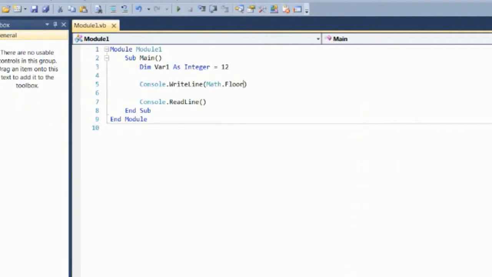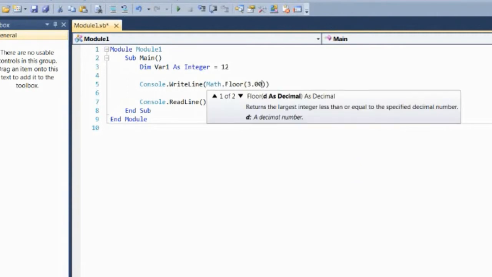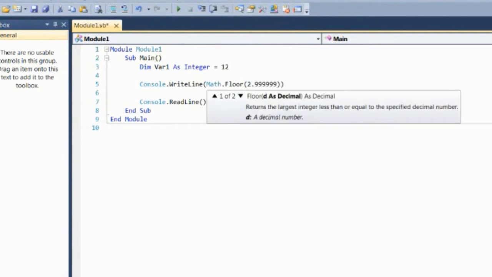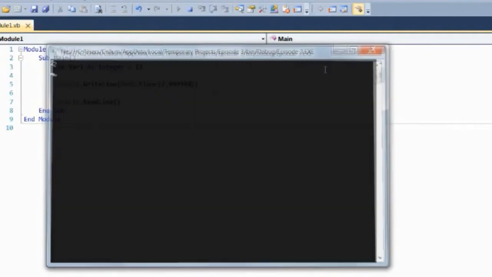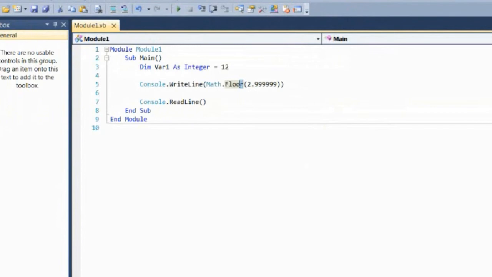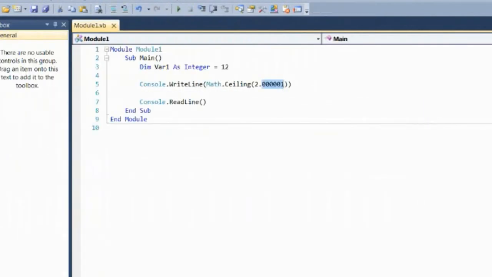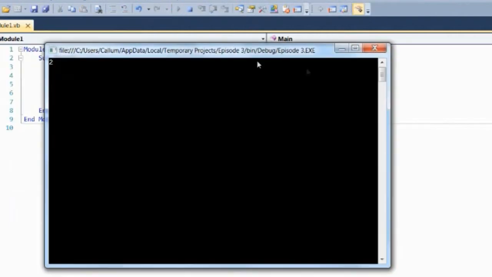There's a floor function which returns the value rounded down, so 3.00001 would go to 3, and 2.9999 would go to 2. You can also do ceiling, which is the opposite, which means it always rounds up. So if this was 2.0001, then that would round up to 3. But if it got rid of that 1, then it would go to 2.